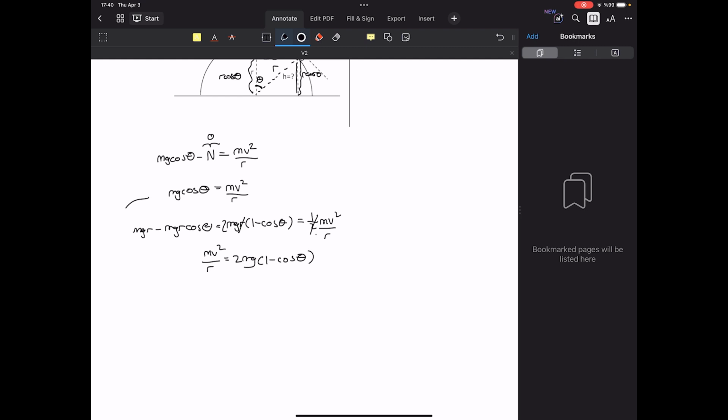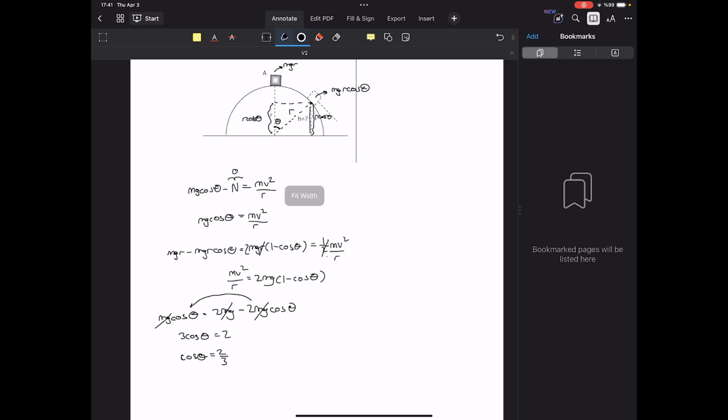So let's put that into this equation right here. We'll get mg cosine theta equals 2m, I'm going to expand this, 2mg minus 2mg cosine theta. I'll also cancel out the mg's. So we'll get that, and then you can throw cosine here. So that 3 cosine theta equals 2, and that cosine theta equals 2 over 3.